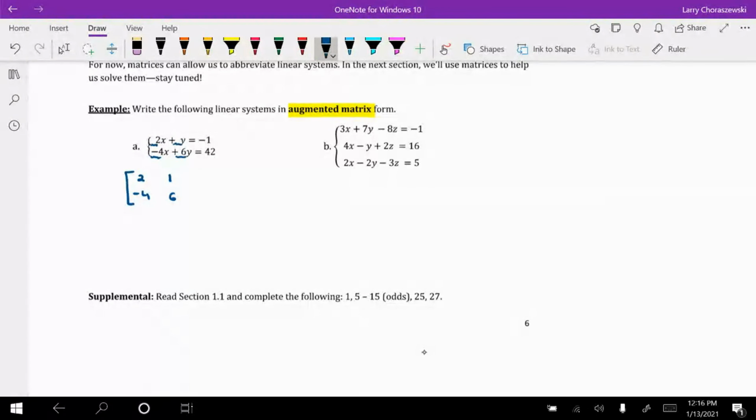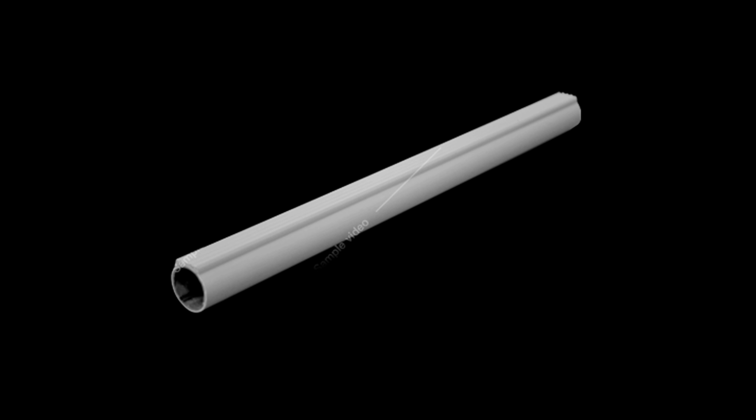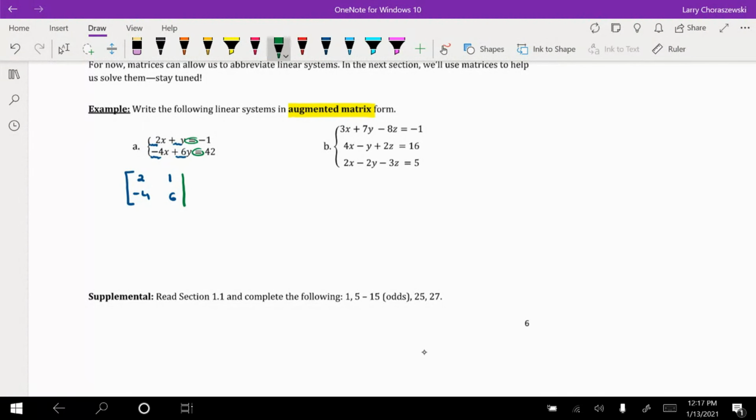Now we are going to include the -1 and the 42, but to distinguish -1 and 42 as constants versus coefficients, what we do is we put this large vertical bar. It really kind of represents the equal sign. That large vertical bar is going to separate the coefficients from the constants. And the constants are -1 and 42. And this is what we mean by augmented matrix.